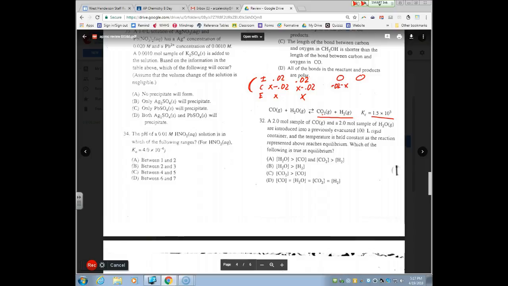So we're going to have a lot of products. That means it can't be D. Water and CO are on the same side and they have the same coefficient, so it can't be A. We're going to get a lot of products. So the concentration of hydrogen would actually be much greater than the concentration of water. So that leaves us with C being the correct answer. We're going to have way more carbon dioxide, because that's one of our products, than we have carbon monoxide.